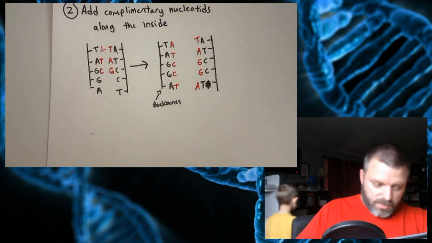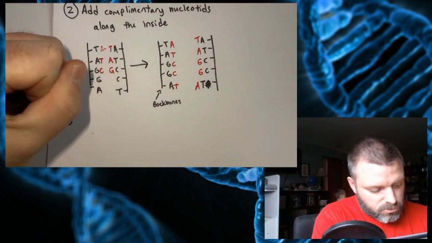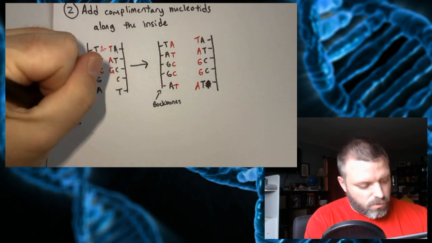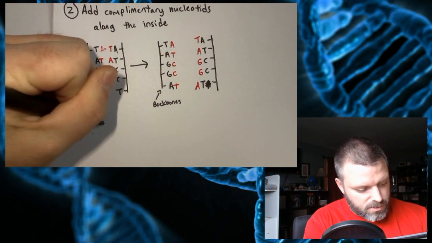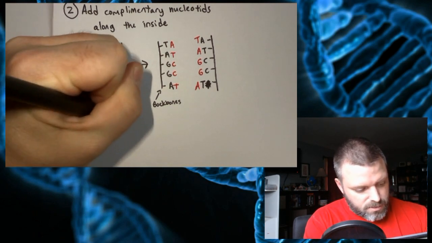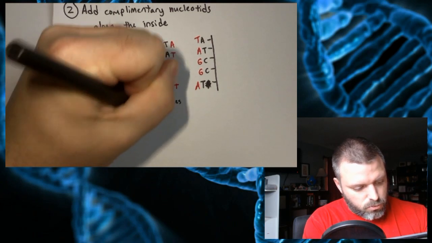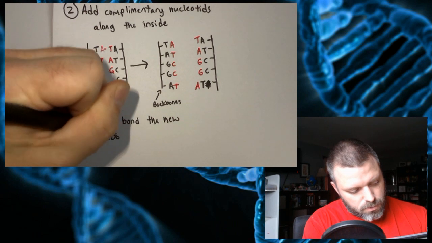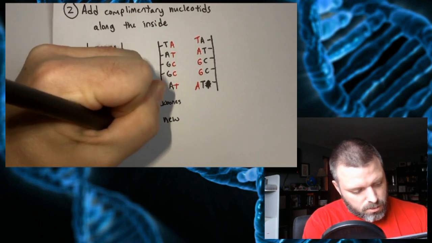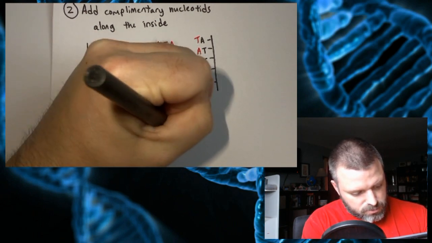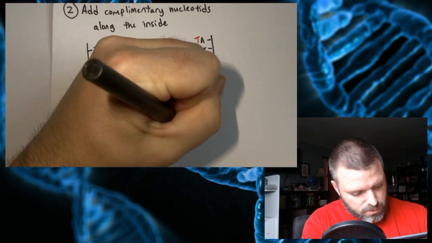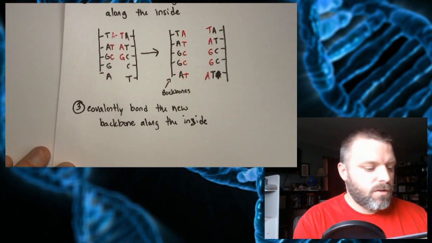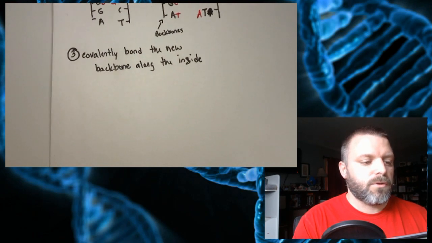Hi. All right. Step number 3 then is what you're going to do is you're going to covalently bond the new backbone along the inside. Okay, so you're going to covalently bond the new backbone along the inside.